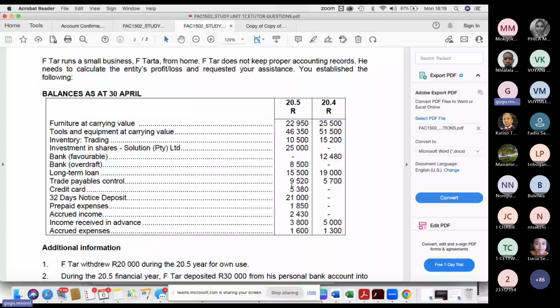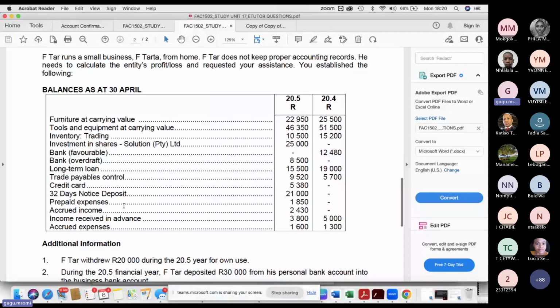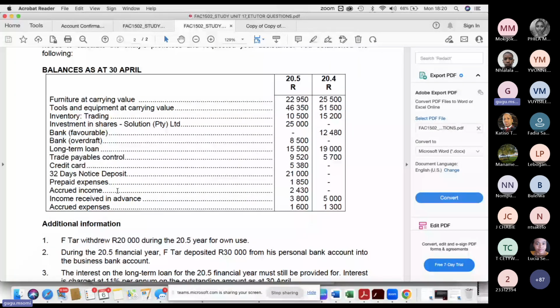Then he's got a 32 days notice deposit. So you put an A. This would be an asset because this is money that he's fixed somewhere for 32 days with whatever institution. And then prepaid expenses, if you remember from the adjustments study units, this would be an asset because we've paid for something that we haven't been given or used up as yet. So we've got one. He has 1.8 asset at the moment. And then he's got accrued income. So there's money that he's waiting for that hasn't landed in his books as yet.